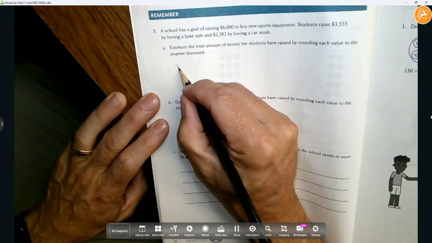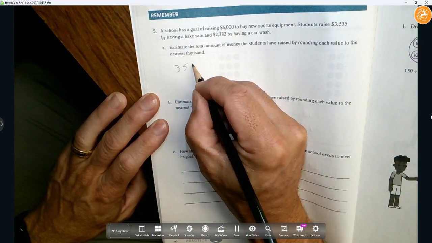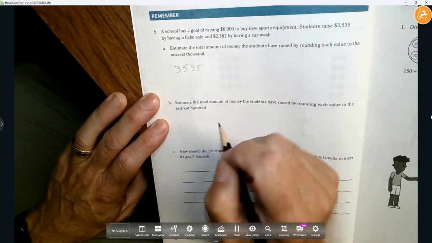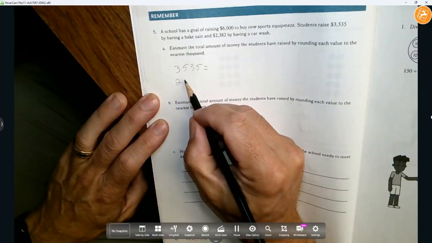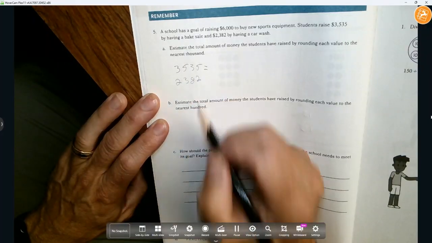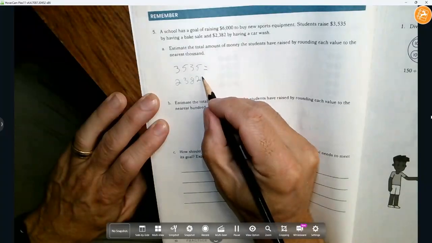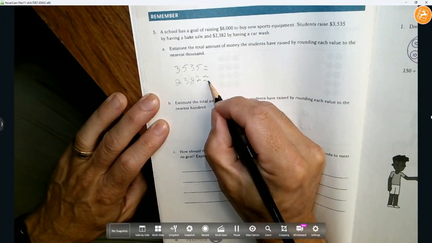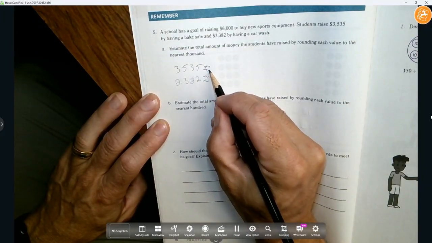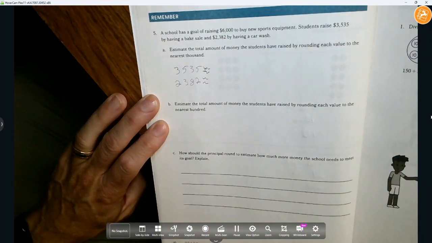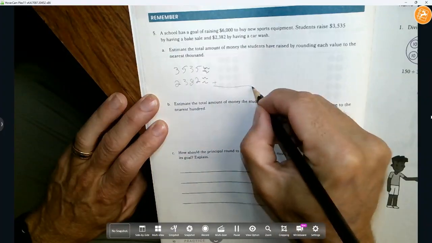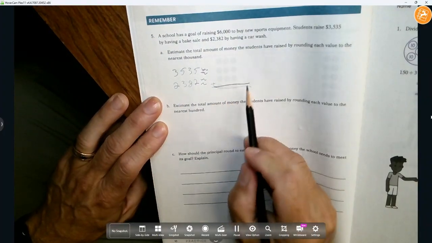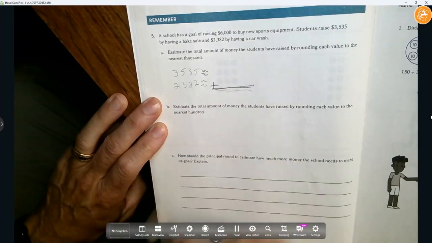So you're going to take 3,535, round that to the nearest thousand. So what does that equal to round that to the nearest thousand? And 2,382. And round that. Remember that little wavy looking equation? Yep, that little wavy. What do they equal? And then once you get your answers over here, add that together to give me the estimate. That's a much straighter line there. All right.